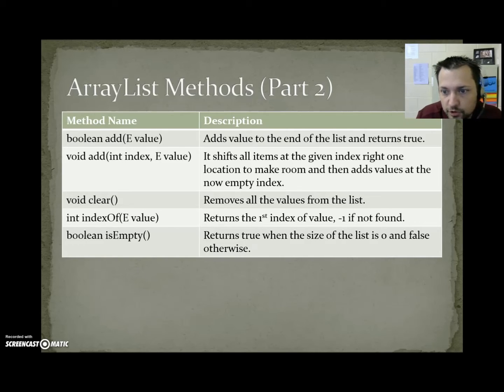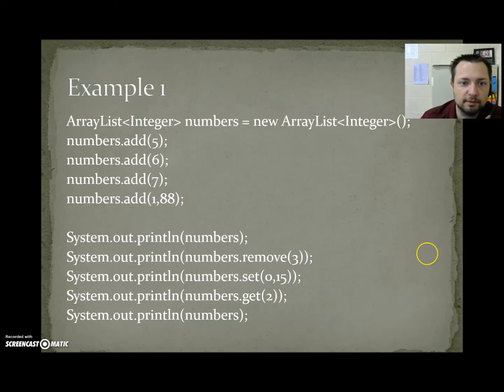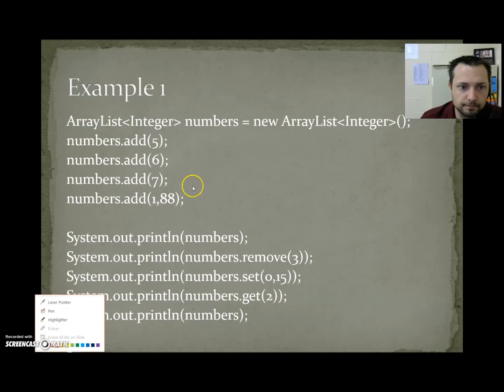Boolean isEmpty returns true if the size of the list is 0 and false otherwise. Example 1. So I'm going to draw this out. I'm going to need a pen.